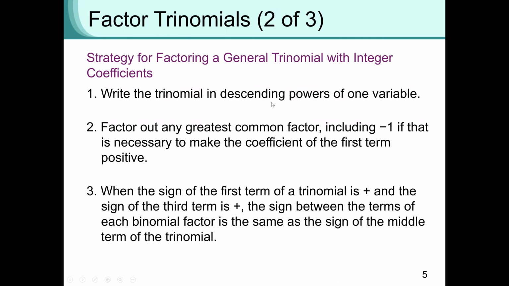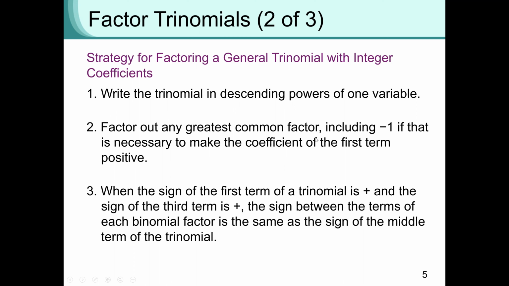So after we write down the trinomial in descending order, the position of each term will be based on the power, descending powers of the variable. The next thing we can do is to factorize any GCF. We did this already. Find the greatest common factor among all the 3 terms. Now, if the first term is negative, then just factor out -1. So we want to make sure the first term is positive.